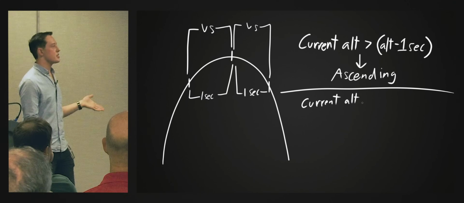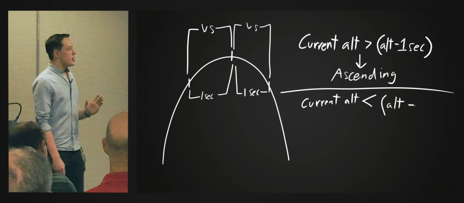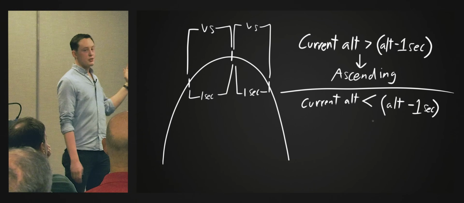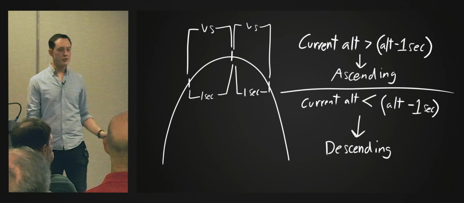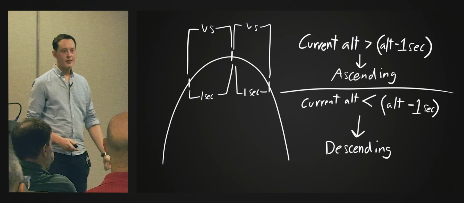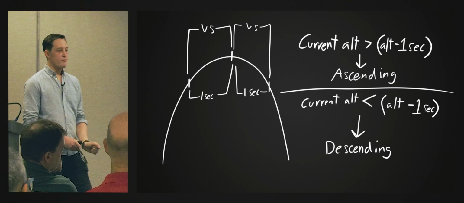And the thing we're really interested in here in detecting apogee is if the current altitude is less than the altitude 1 second ago, we must be descending. Are we all on board? Everyone good? Okay. Like using velocity or acceleration?